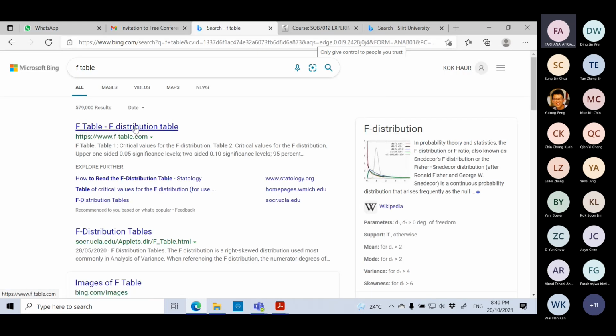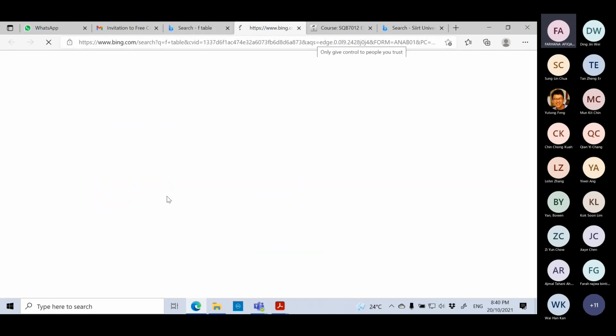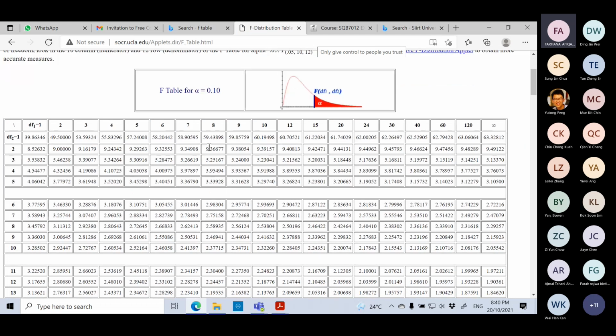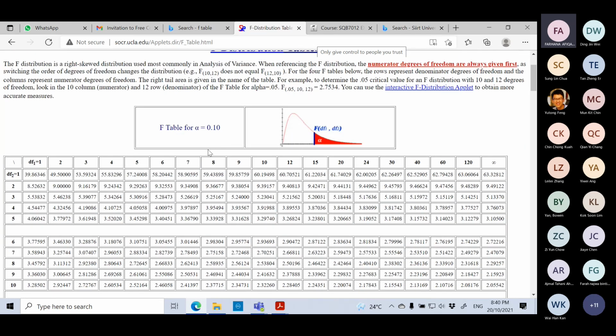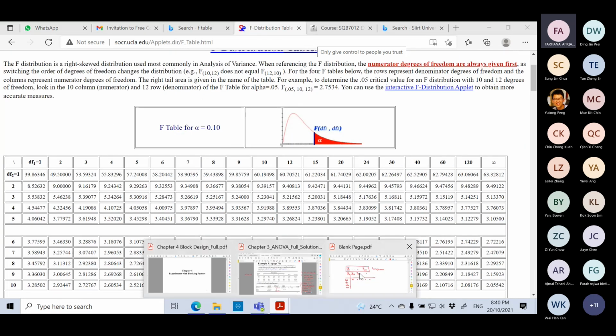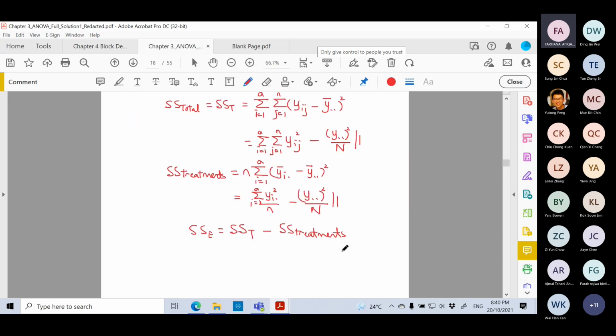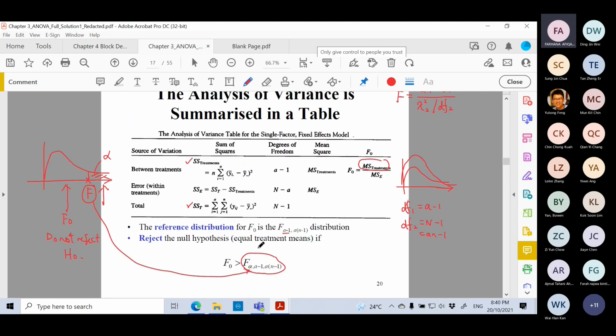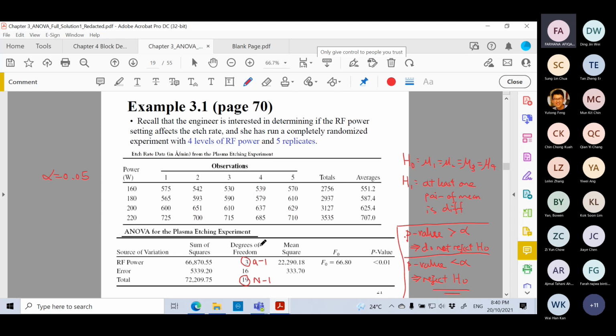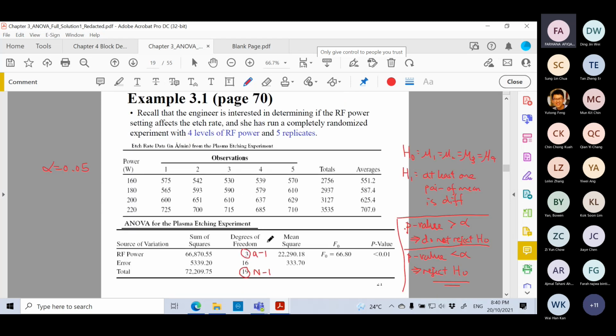The F table, what we have here. The F table is here, if you can see. Okay, so if I want to use this to make the decision, I can do that. Just now in my previous slide, I said that you compare here. So now if I want to compare, I have two comparisons.